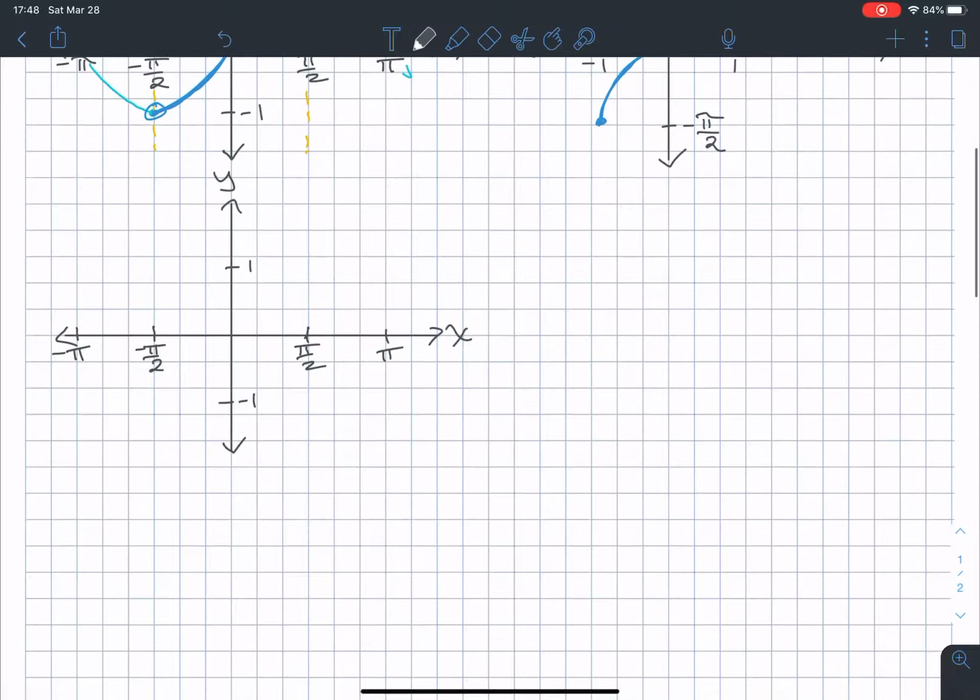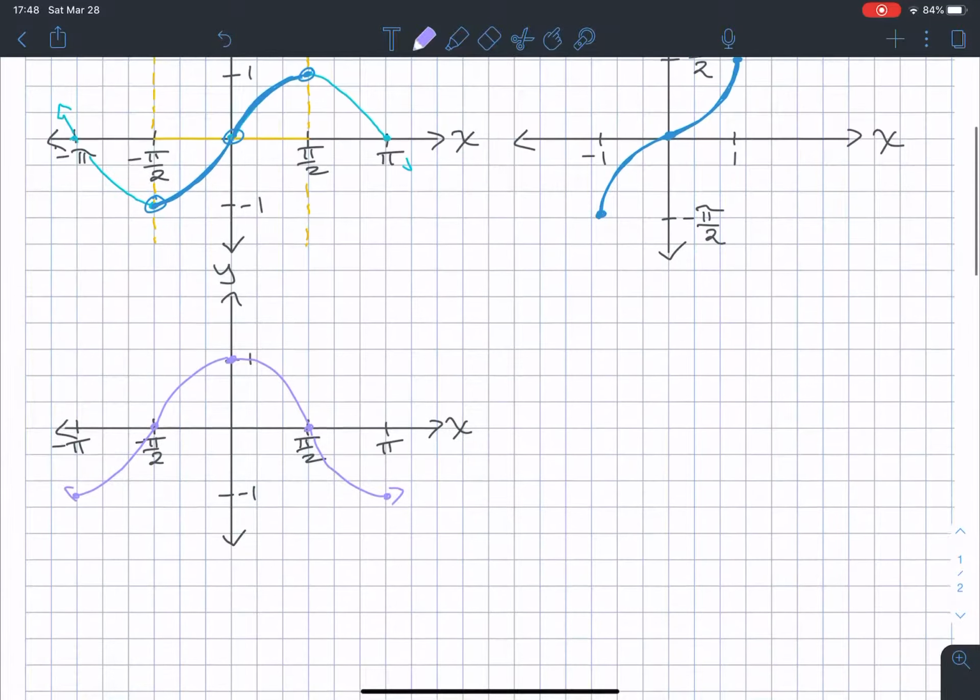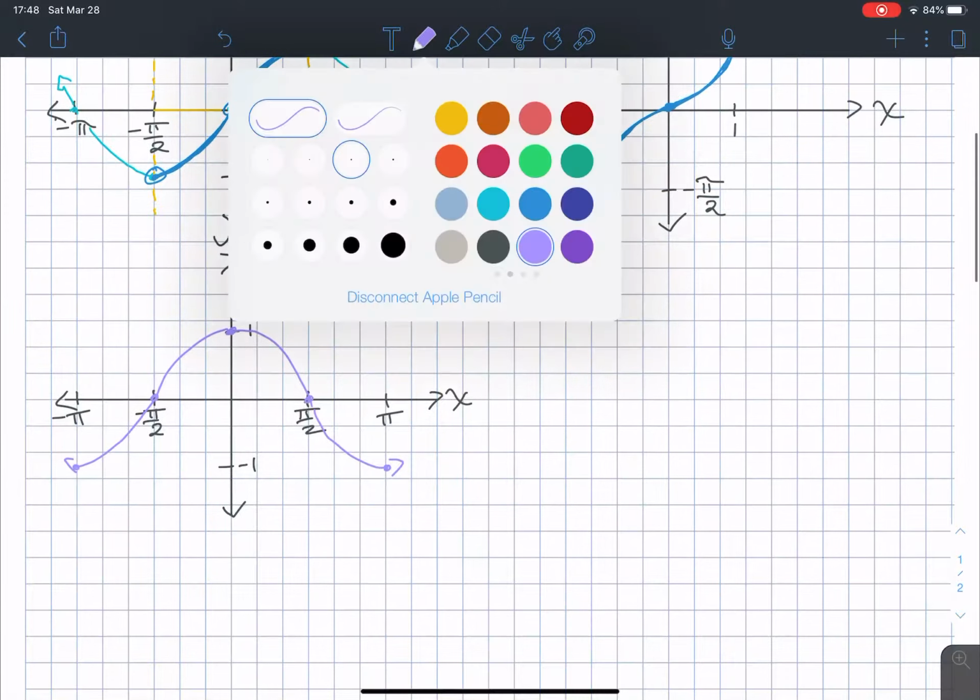Now, cosine starts at amplitude and is symmetric, meaning a mirror image on either side of the y-axis. It looks something like so. Okay, there we go. So clearly this is also not a one-to-one function.